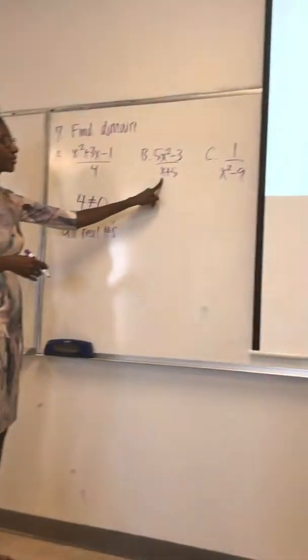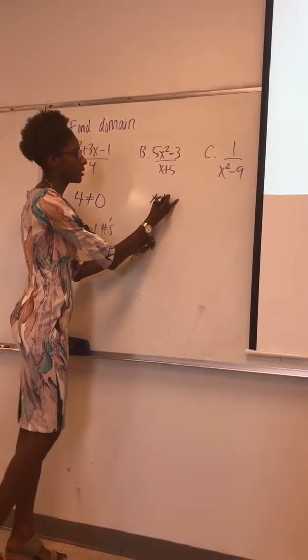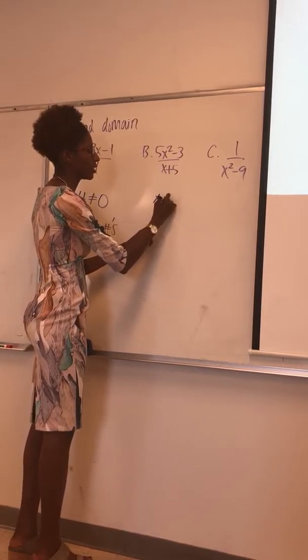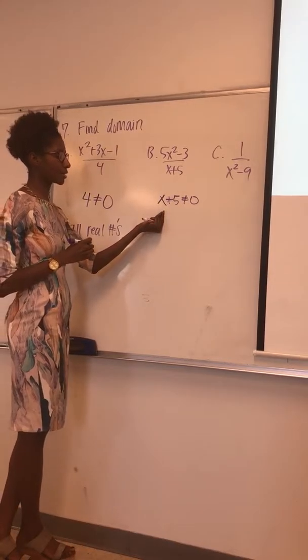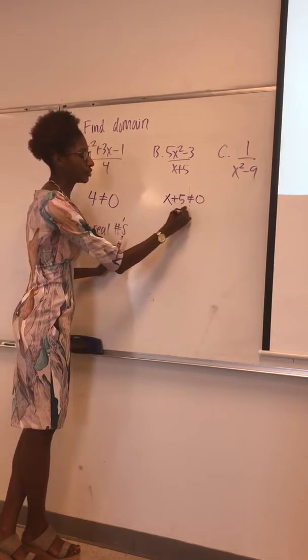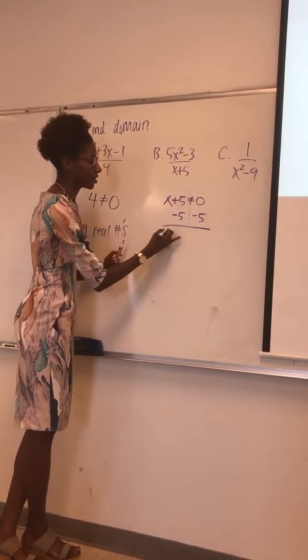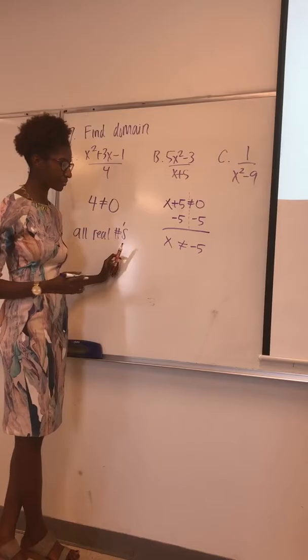Over here, we need to set the denominator not equal to 0. So we're going to have x plus 5 does not equal 0. And when we solve for x, because we're going on the opposite side of the equal sign, we need to subtract the 5. So we have x does not equal -5, okay?